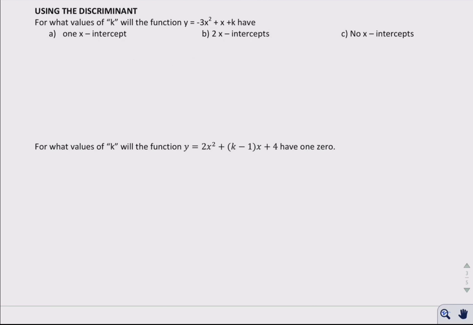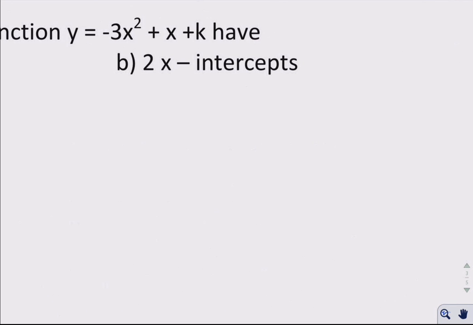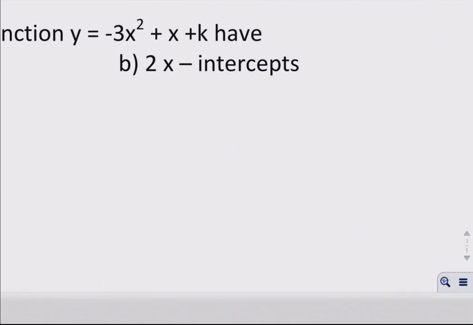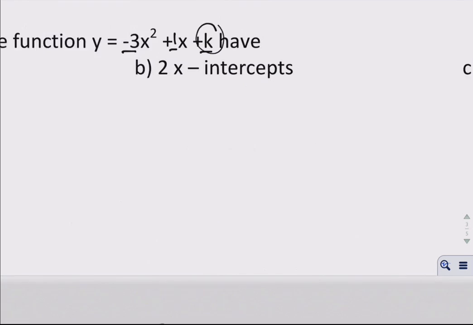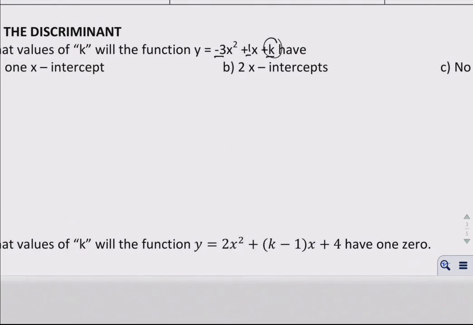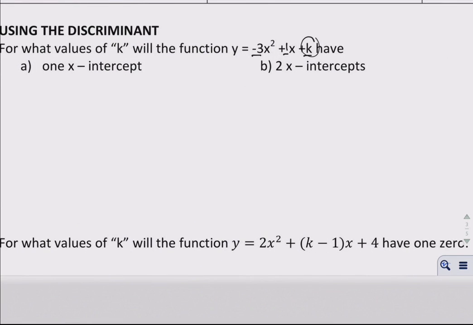Okay, let's now look at using the discriminant. I have in front of me a function with an a value, a b value of 1, and a c value of k. So that's what we're going to figure out. And we're looking at what value of k will make this have one intercept in part A.